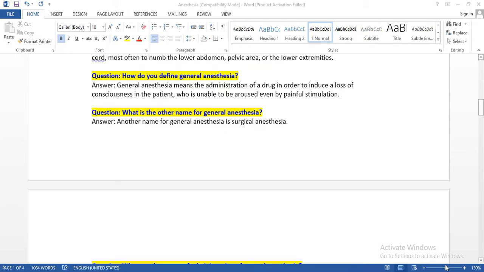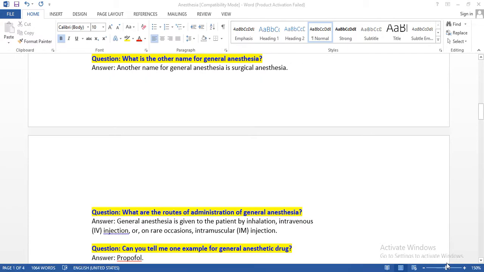Next question: How do you define general anesthesia? Answer: General anesthesia means the administration of a drug in order to induce a loss of consciousness in the patient who is unable to be aroused even by painful stimulation. So, general anesthesia is full unconsciousness. The patient can't feel any pain either under general anesthesia. The patient is fully unconscious.